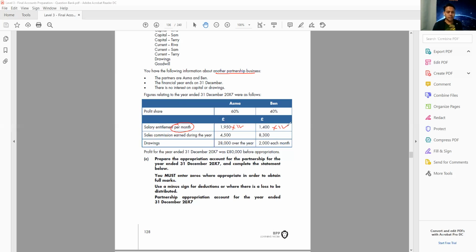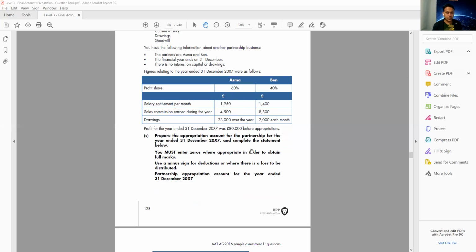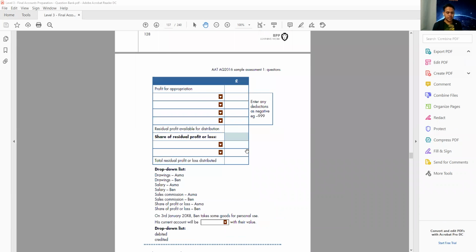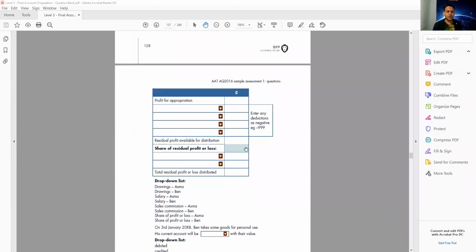Sales commission during the year, this is this. Drawings, this is this. Okay, profit for the year, 80,000. So the total profit is 80,000 before appropriation. Let's find out what the requirement is. It says prepare the appropriation account. Okay, let's do that. This is our appropriation account. We know how to do it. There is no problem for that. We can write it down in the corner.